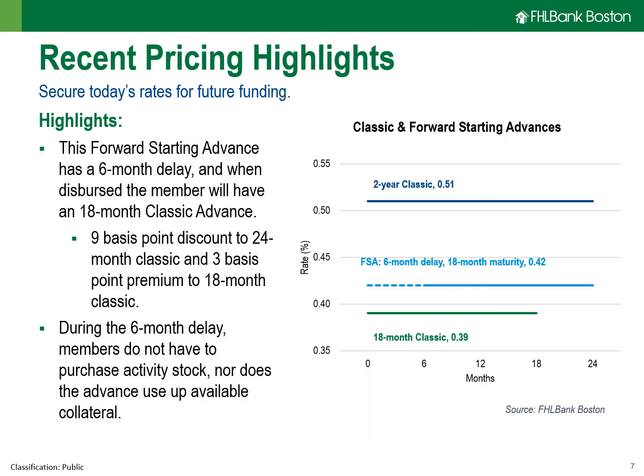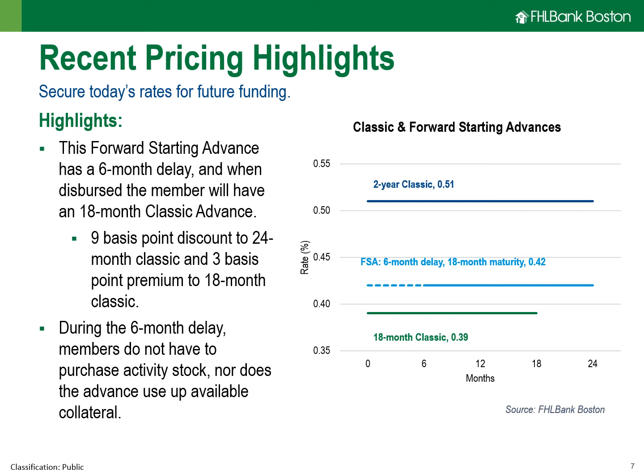I do want to point out some recent pricing, just if you haven't seen our forward rates compared to our classic. This is just something I want to point out so you're aware of what's been going on in the market. So this chart on the right here is showing a few different advanced products. So we have the 2-year classic. As you can see, it's priced at 51 basis points. There's an 18-month advance with a 6-month delay. That's priced at 42 basis points. And then you have an 18-month classic priced at 39 basis points.